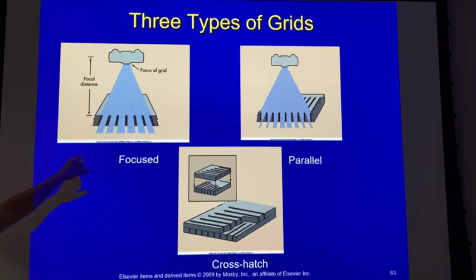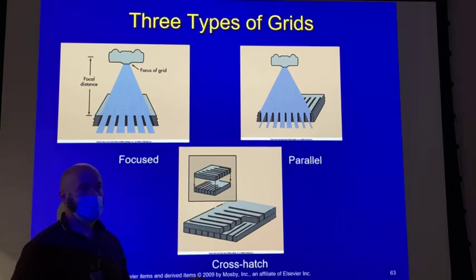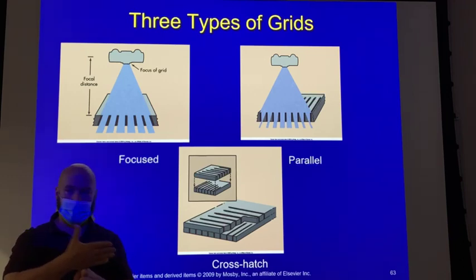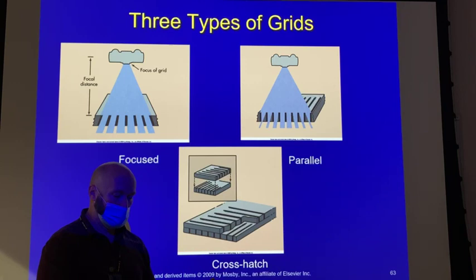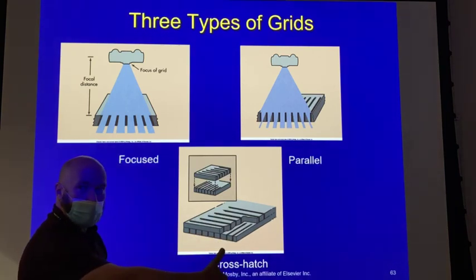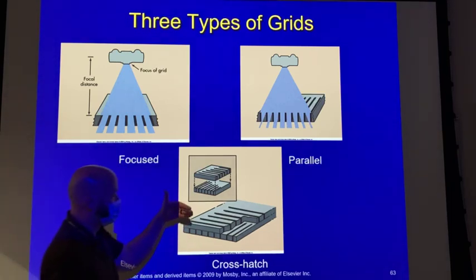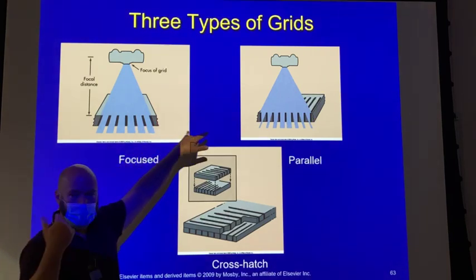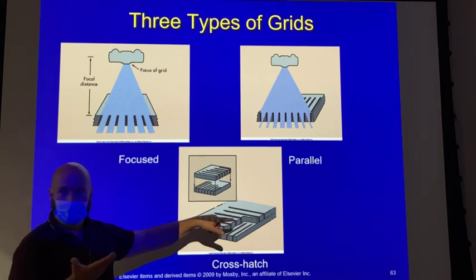Everybody okay with these? Okay, so the last group is what you call a crosshatch. A crosshatch is basically two grids stacked on top of each other with the grid strips going perpendicular to each other. So it's as if you took one grid, laid it this way, and took another grid and laid it that way. The problem with a crosshatch is because the grid strips are going in both directions, you can't angle at all. With these two, you can angle with the longitudinal axis of the grid, right? With this one, you can't angle in any direction.